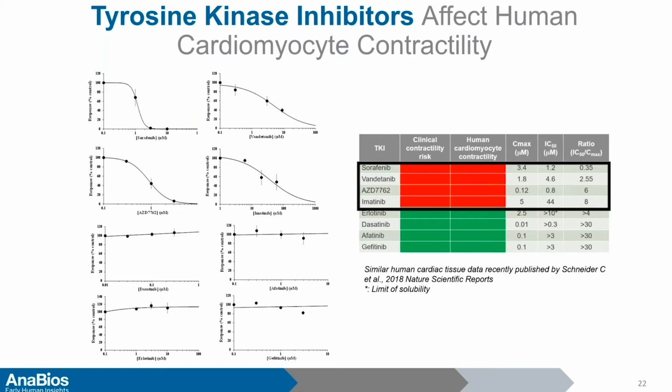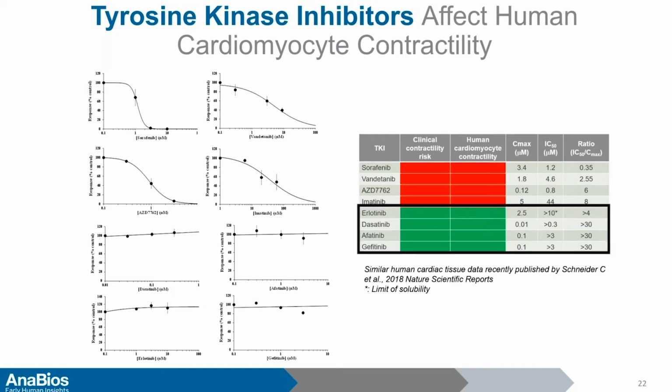This means that the efficacy and the cardiotoxicity can't be separated, and this is bad news for cancer drug development. Looking at the 4 safe tyrosine kinase inhibitors, you see that they come with a high value of the ratio. This means that the efficacy and any potential cardiotoxicity can be separated, and this is indeed good news for cancer drug development.